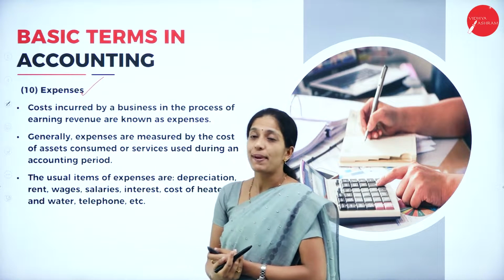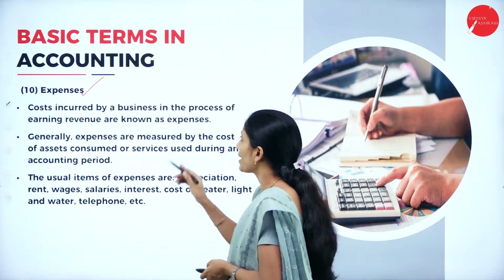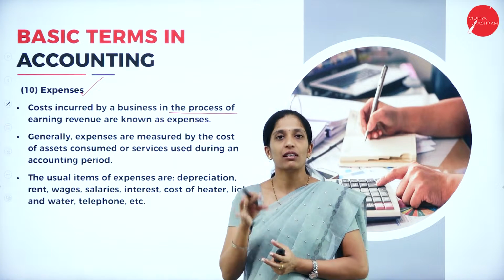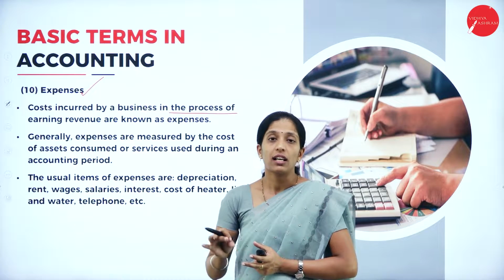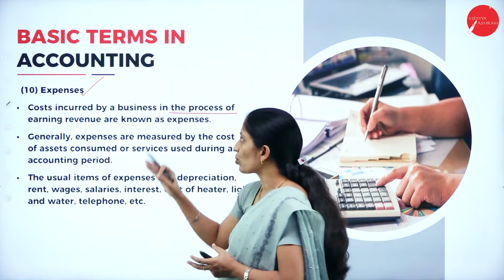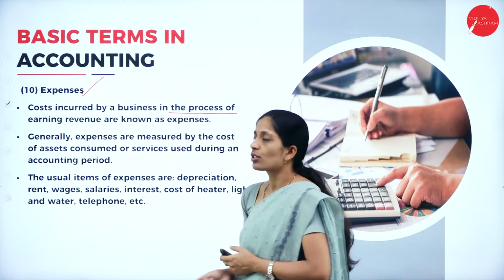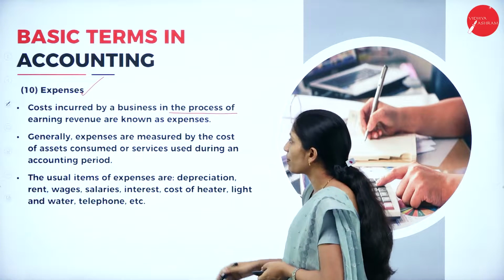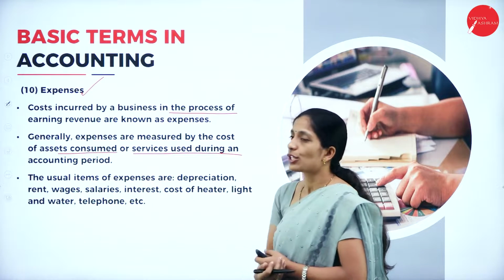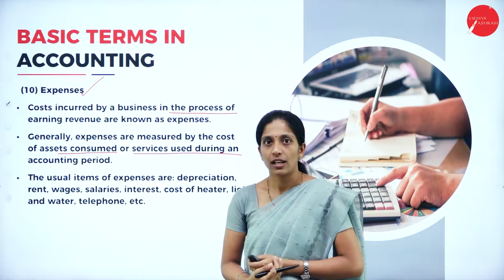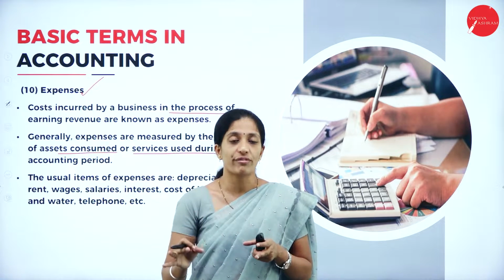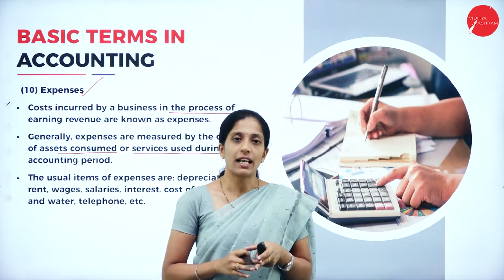Next one is expenses. Now what is this expenses? The cost incurred by the business in the process of earning revenue. So whatever the cost which is incurred in the process of earning revenue, that cost is called as what? Expenses. Generally, expenses are measured by the cost of the asset consumed or services used during the accounting period. So whatever the assets which have been consumed, on the basis of that the expenses will be calculated.